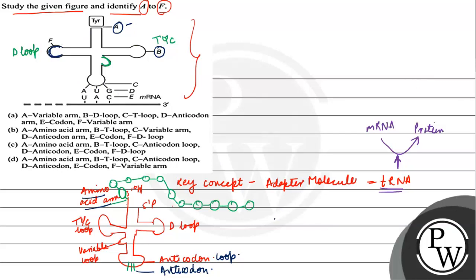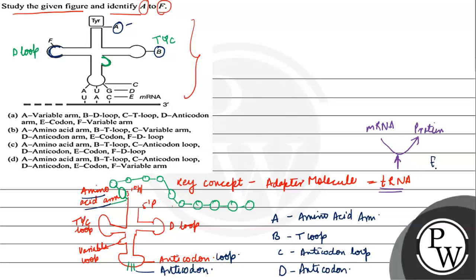Let us enlist it. A calls out for amino acid arm, B calls out for T loop, C is for anticodon loop, D is for anticodon, E is for, basically whenever we talk about E, it is for codon that is present on mRNA, and F is D loop. Thus the option that is matching to it is option number C. So we can say that option C is the correct answer.